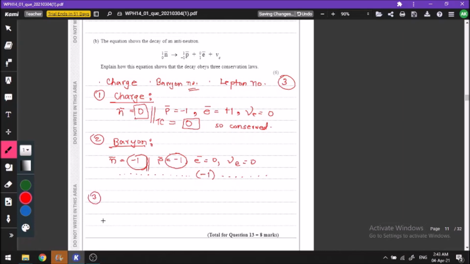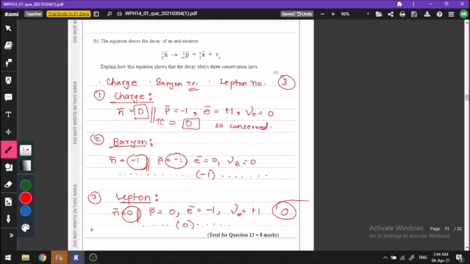Next, let's move on to the lepton number. The lepton number of the antineutron is 0, and the lepton number of the antiproton is also 0. The positron lepton number is -1, and the neutrino lepton number is +1. So the lepton number before the decay is 0. The lepton number after the decay is 0, -1, +1, which finally is also 0. So the lepton number before and after the decay is the same, that is 0. So the lepton number is conserved in the decay.